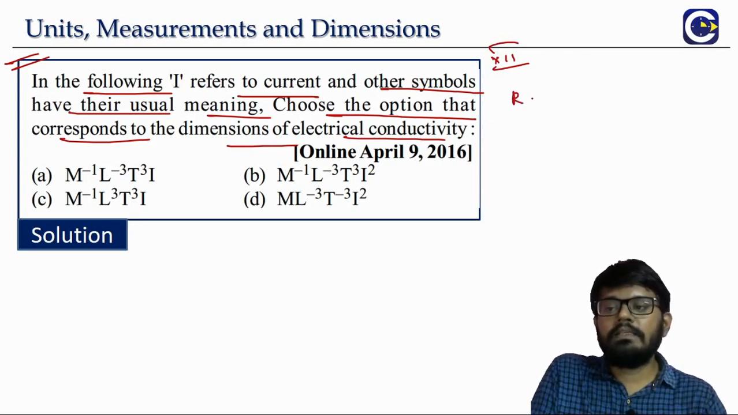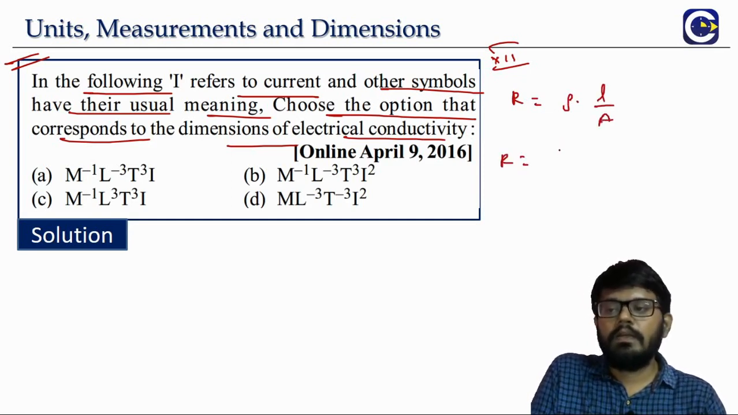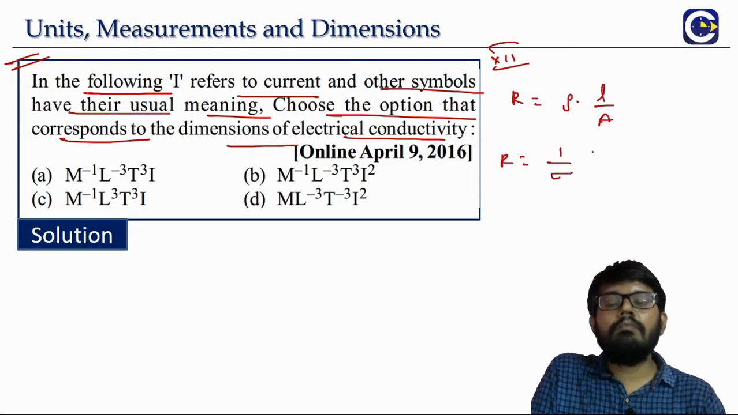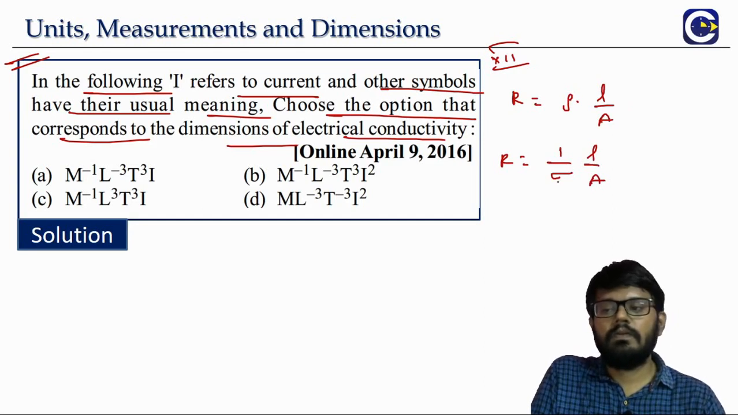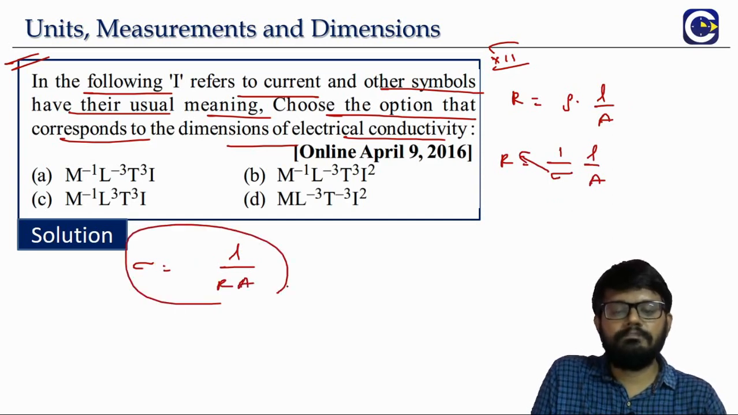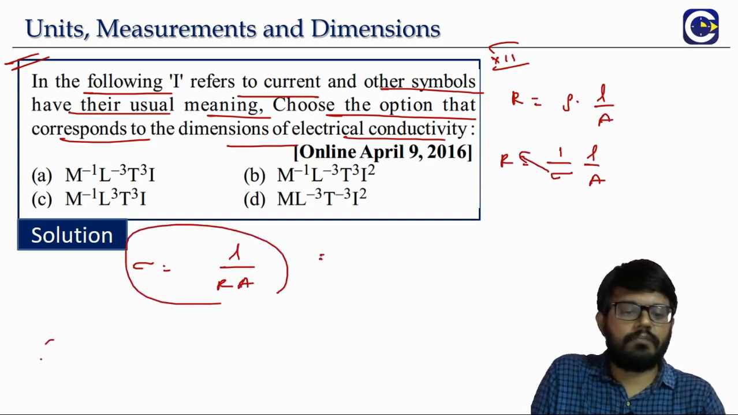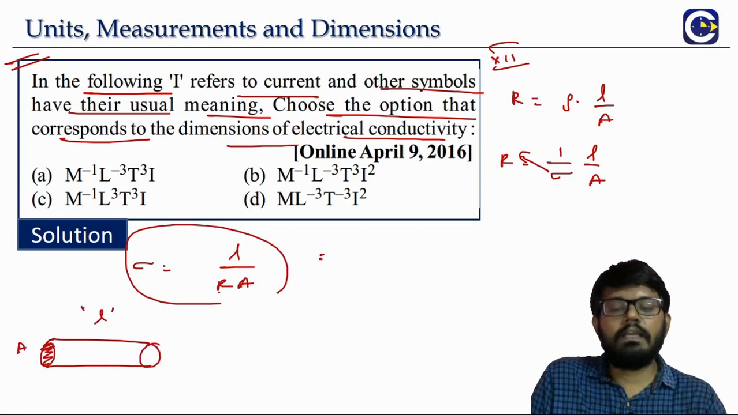The electrical resistance R will be equal to rho into L by A. Rho is what? Resistivity. Resistivity will be 1 by conductivity. Sigma is the symbol that we use. So we want conductivity, means take it to the other side. Sigma will be equal to L by R into A. L is length, A is the area of cross section. If you have a conducting rod, L is the length, A is the area of cross section, R is the resistance. Just dimension wise, right?